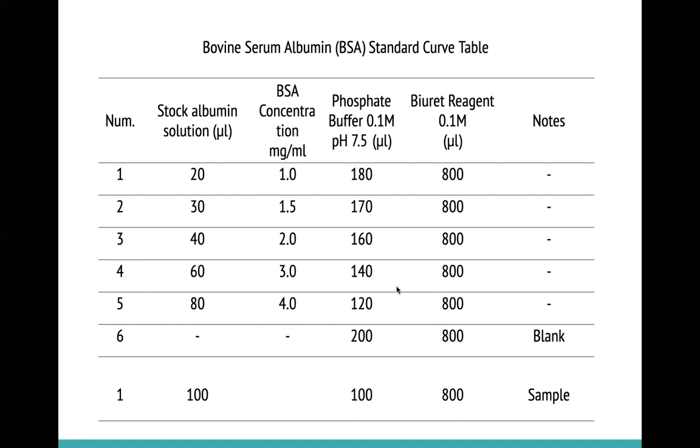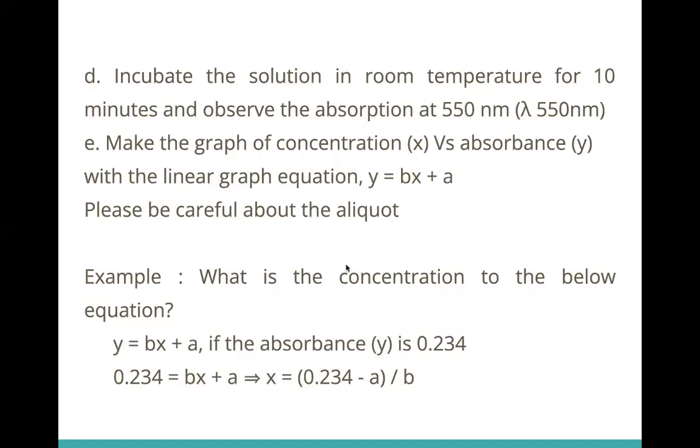from six absorbance readings, and after you read the absorbance, you need to make a linear graph equation, where this is the concentration and this is the absorbance. So you're going to find out the concentration of the sample you are going to measure.